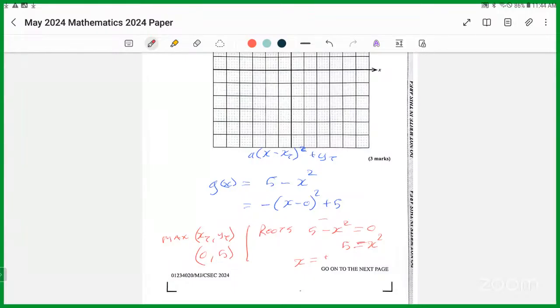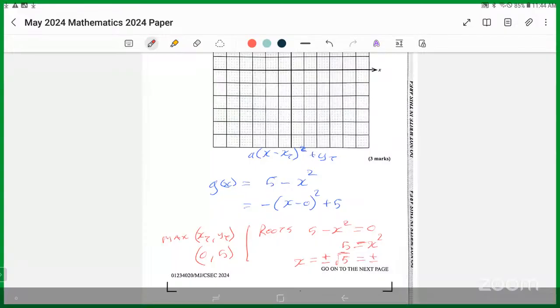I could factorize this too, but let's just do it this way. x would be equal to plus or minus the square root of 5. If you square root both sides of this, you have to consider that it's plus or minus. So x will be plus or minus the square root of 5. Alright?